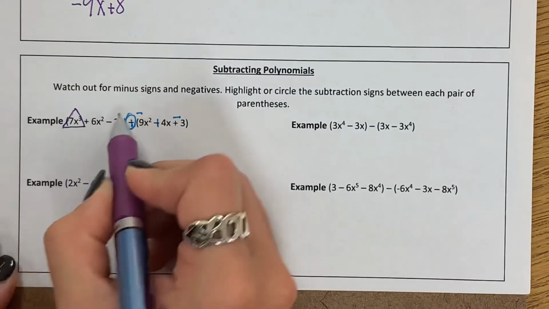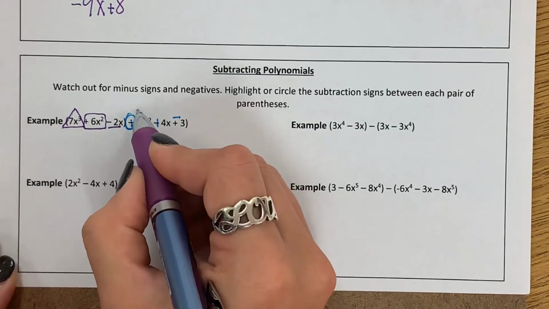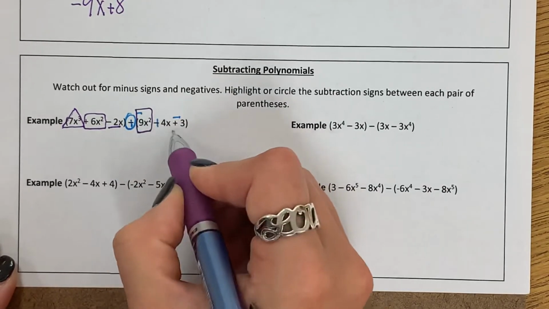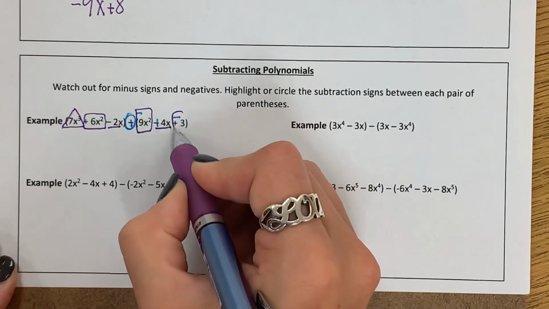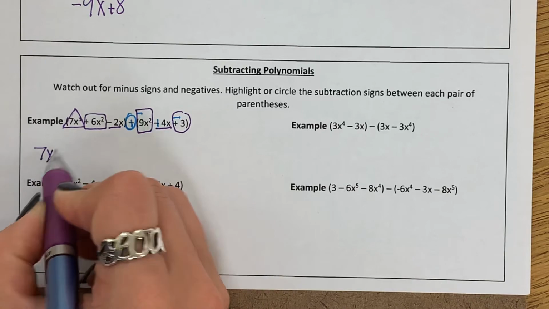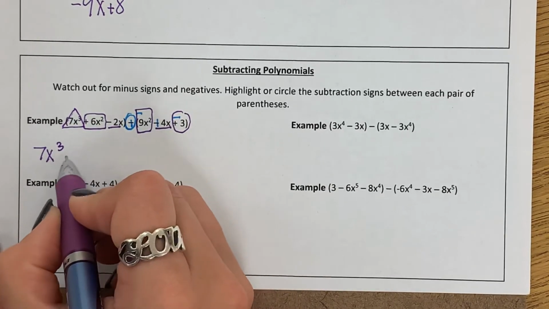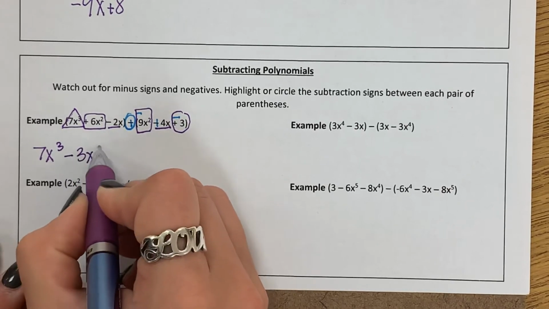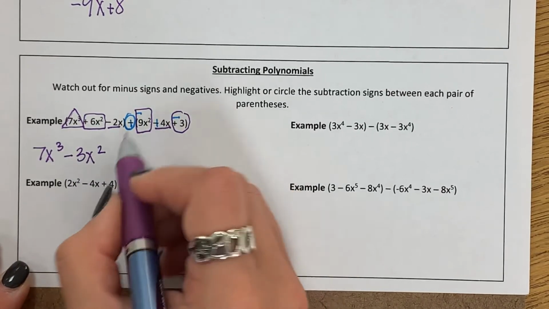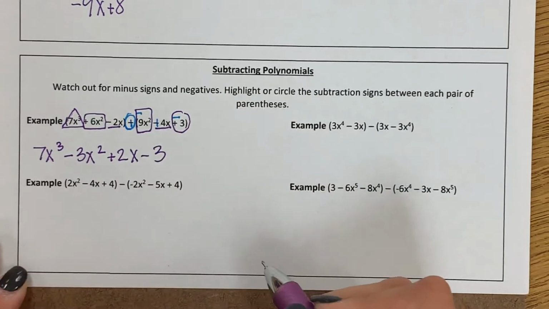7x cubed is a triangle, 6x squared is a square, underline the negative 2x. Negative 9x squared plus 4x minus 3. Combine the like shapes. Starting with triangle, 7x cubed, then I have a 6x squared and a negative 9x squared, so that'd be negative 3x squared. Negative 2x and positive 4x gives me a positive 2x, and then the minus 3 at the end.